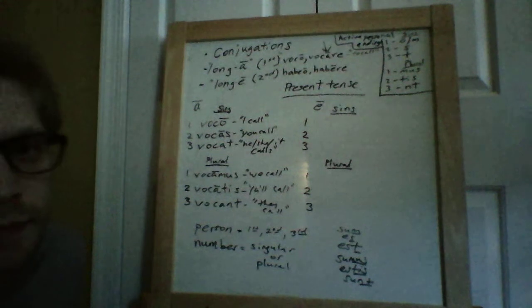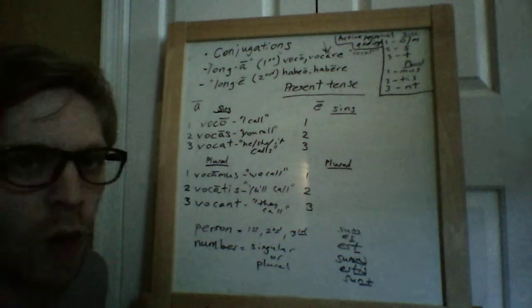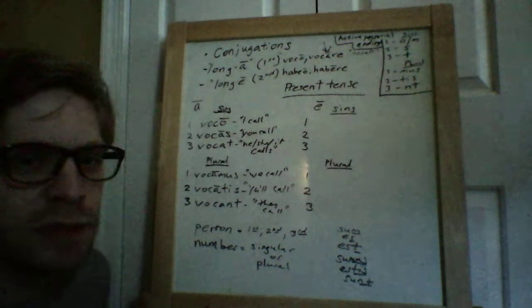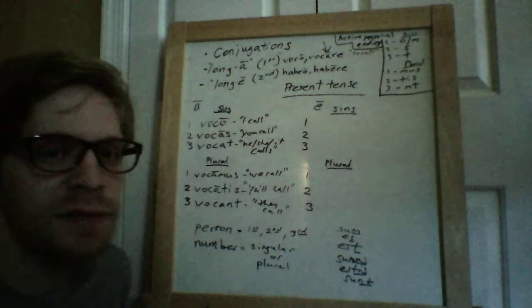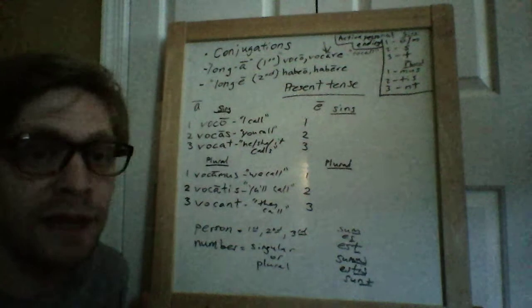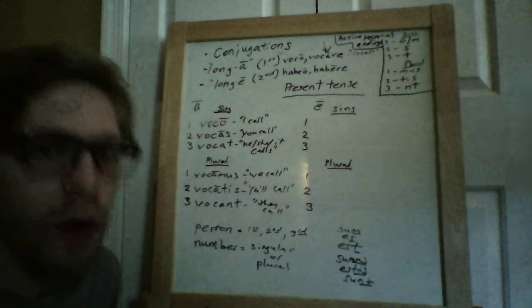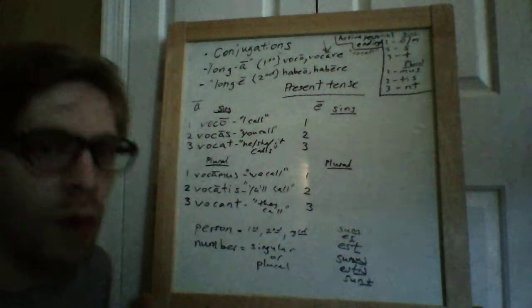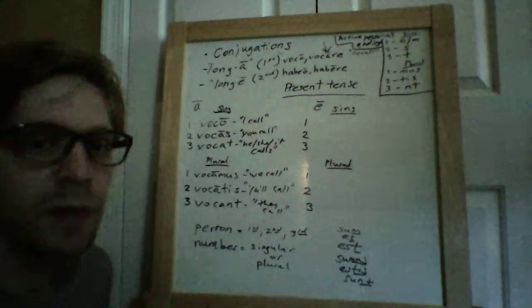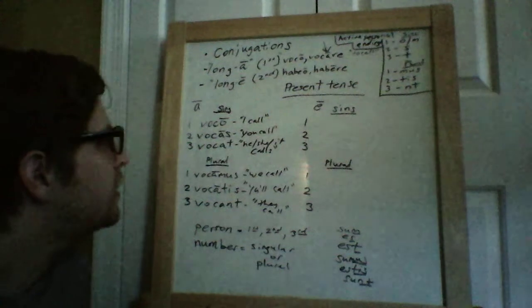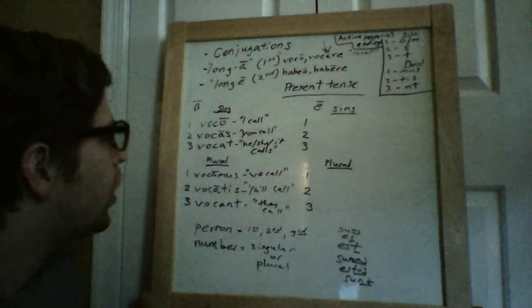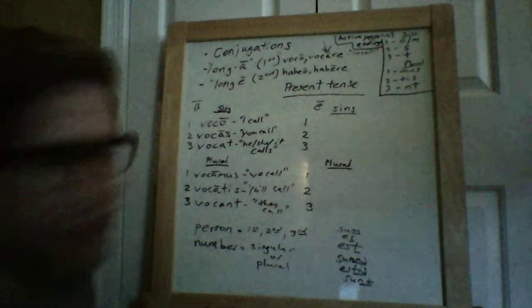All right, so you see how that works? Voco, vocas, vocat, vocamus, vocatis, vocant. Say it to yourself a few times to get the sound of it in your head. Voco, vocas, vocat, vocamus, vocatis, vocant. I call, you call, he, she, it calls. We call, y'all call, they call.